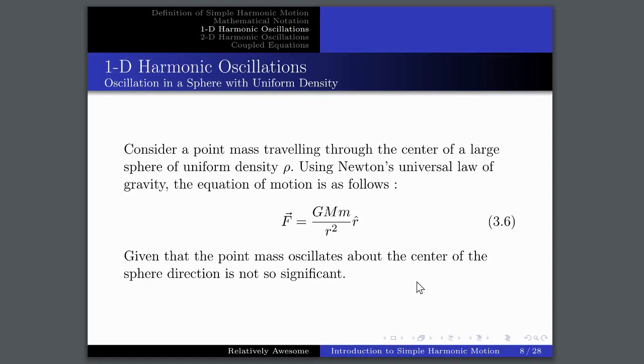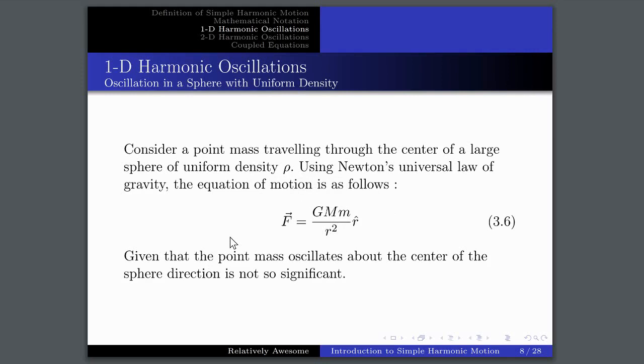Now we will look at another example of the one-dimensional harmonic oscillator. Namely, this is oscillation in a sphere with uniform density. So consider a point mass traveling through the center of a large sphere of uniform density ρ. Using Newton's universal law of gravitation, we find that the equation of motion is as follows. However, given that the point mass oscillates about the center, the direction is not so important. We'll only focus on the magnitude.